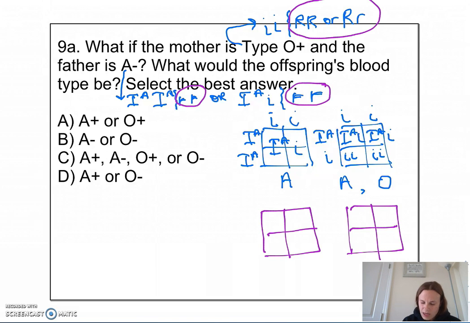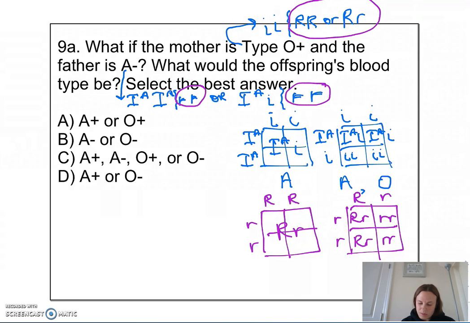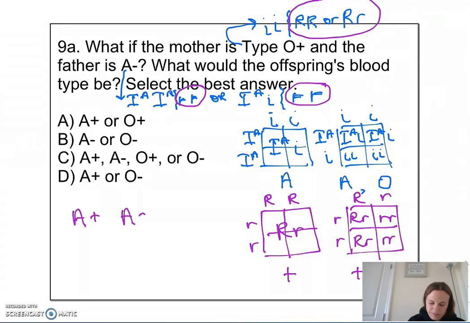Now let's tackle the Rh factor. Again, I'll put mom on top. Mom could either be homozygous or heterozygous positive, and dad is negative, so it's recessive. If I were to do these Punnett squares, I would come out with this result, where the offspring could either be positive, or here they could be positive or negative. So my end result would be that my offspring could potentially be A positive, A negative, O positive, or O negative. So the correct answer would be choice C.